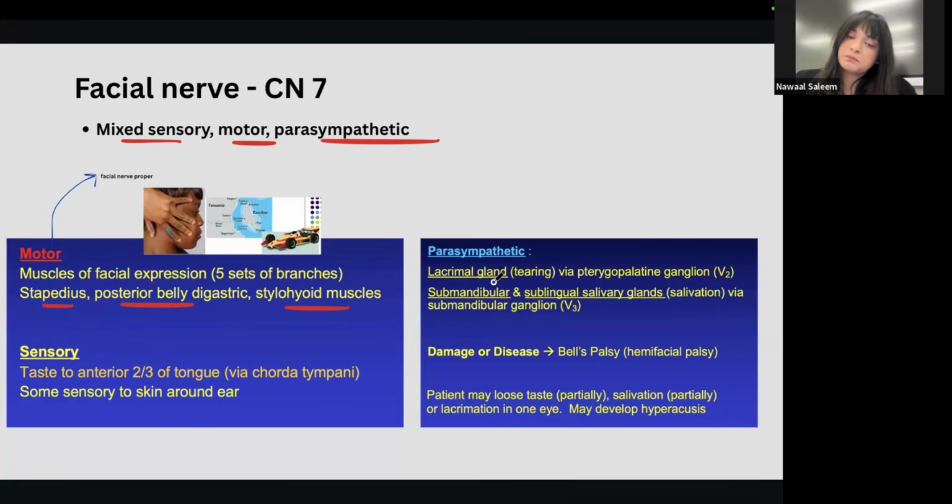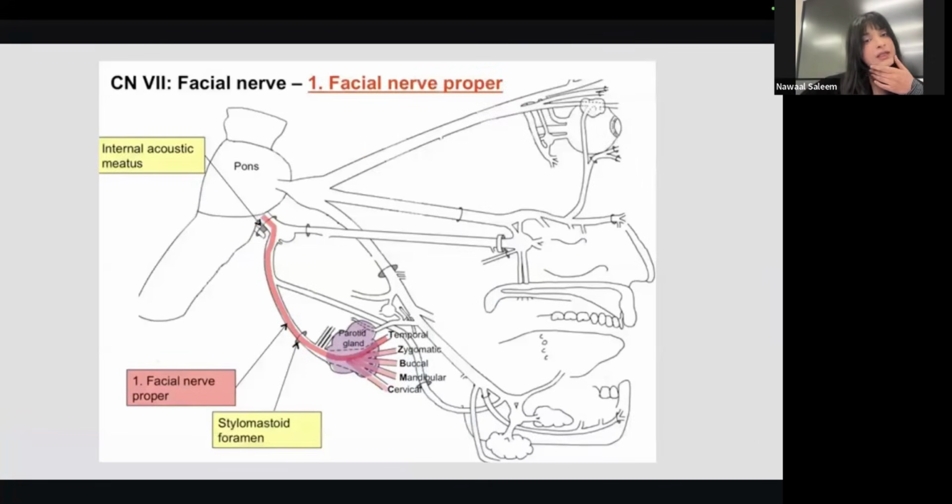Parasympathetic is the lacrimal gland, via the pterygopalatine ganglion, remember, hitchhiking, and the submandibular and sublingual salivary glands. And then if you get damage in any way, you get Bell's palsy. And the patient may also lose taste, salivation, depending on where the lesion is. So, okay.